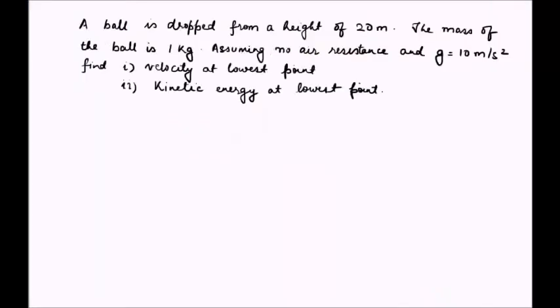The first numerical states that a ball is dropped from 20-meter height and the mass of the ball is 1 kg. We have to find the velocity when it reaches the bottom and the kinetic energy at the lowest point. We know that the height is 20 meter and the mass is 1 kg, and the initial velocity, the velocity at the highest point, is equal to 0 meter per second. We also know that the gravity is 10 meter per second square.